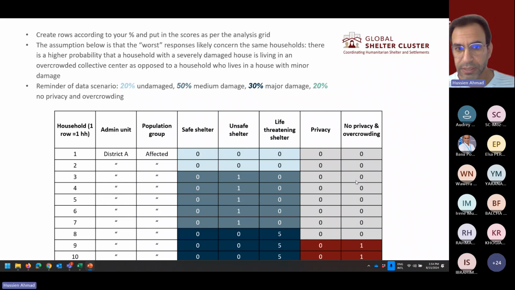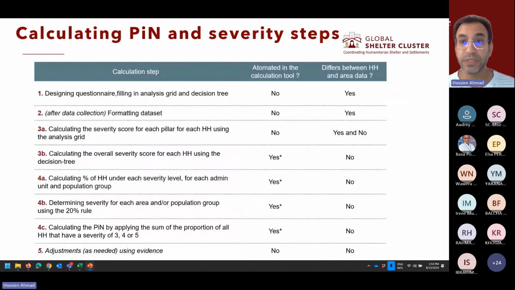Once you have it here like that, now it looks like a household level data. And when it is a household level data, as we have seen here, calculating the severity score for each pillar for each household, here we have to build the formulas, and then everything will be automated, and everything will be the same from here on between the two different data sets.